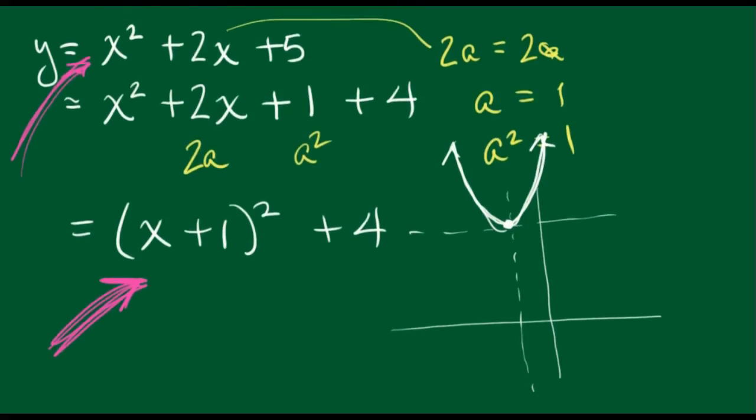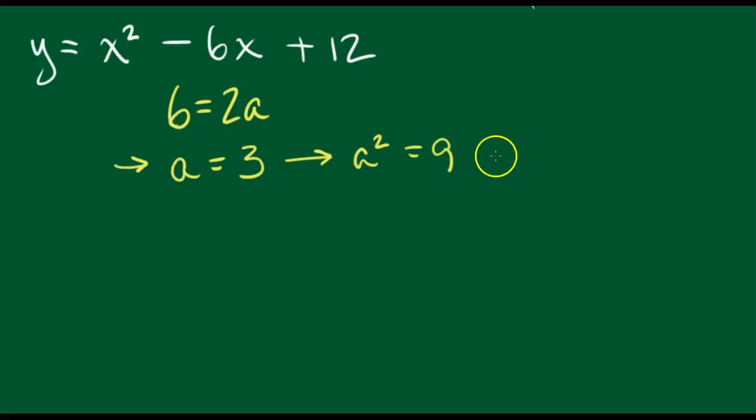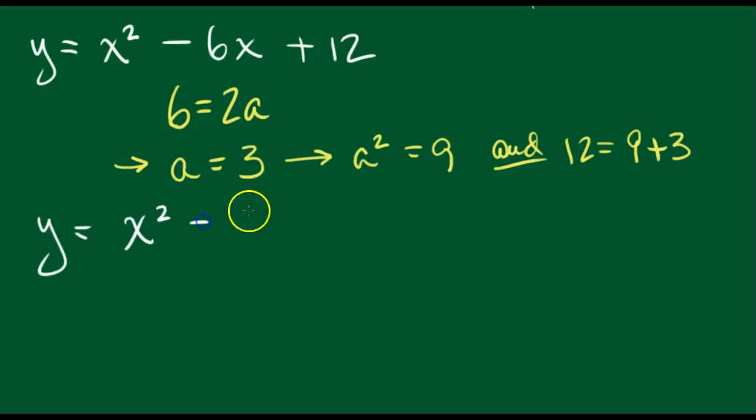Okay, let's look at another example similar to this. How about this? Y is equal to x squared minus 6x plus 12. Now, I think to myself, if 6 is 2a, then a is equal to 3, and a squared is equal to 9, and I know that 12 is equal to 9 plus 3. So I'm going to write this x squared minus 6x plus 9 plus 3.